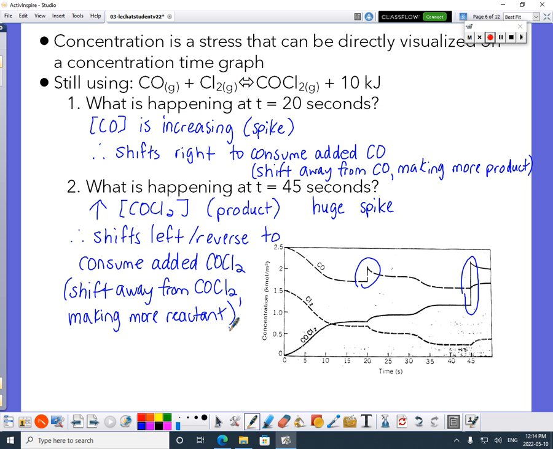So in a set amount or set interval of time, no matter how many stresses you add, the whole point is that the system wants to get back to the balance or the plateau, okay? The E for equilibrium. Pressure and volume and temperature can be shown as stresses on a concentration time graph, but it's a little bit trickier. So we're not going to focus on that this year, okay?